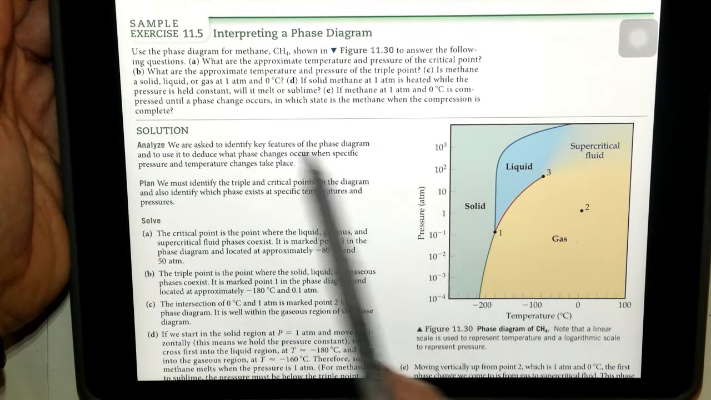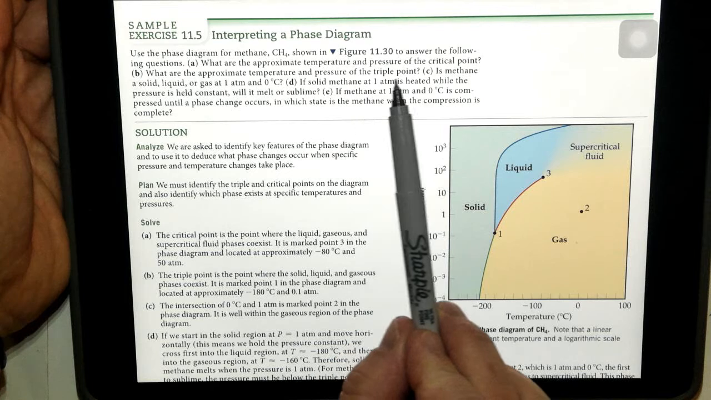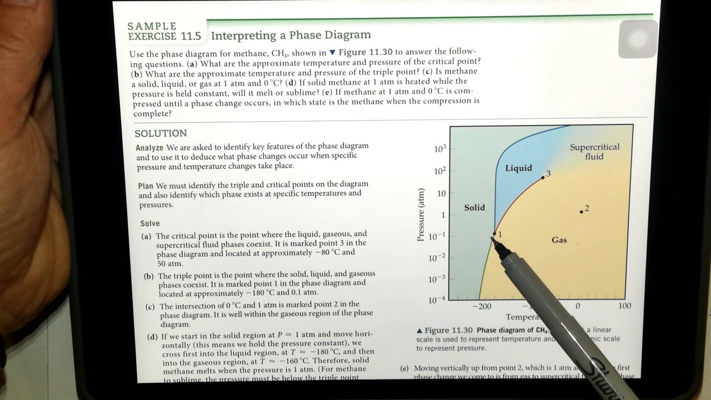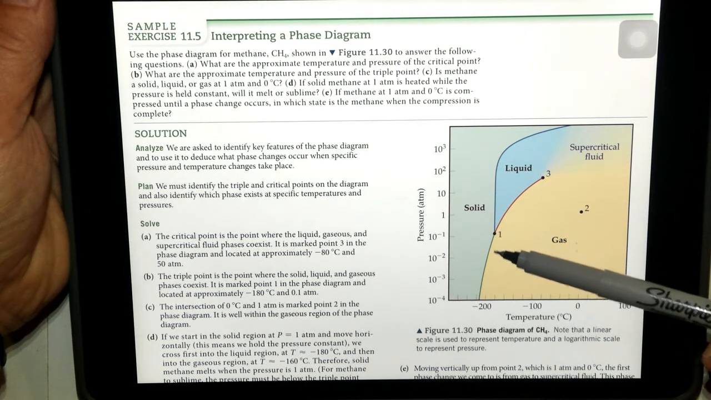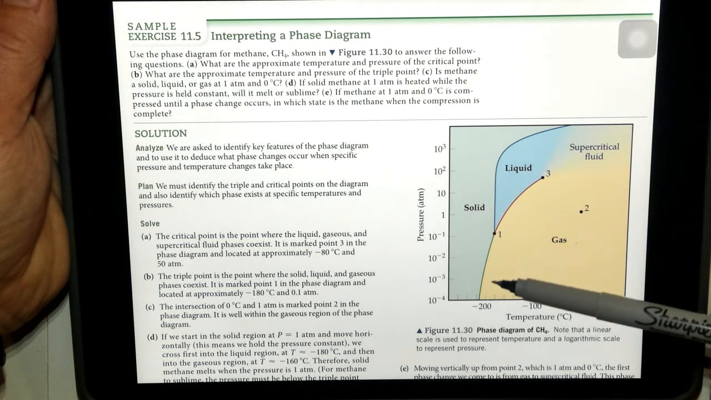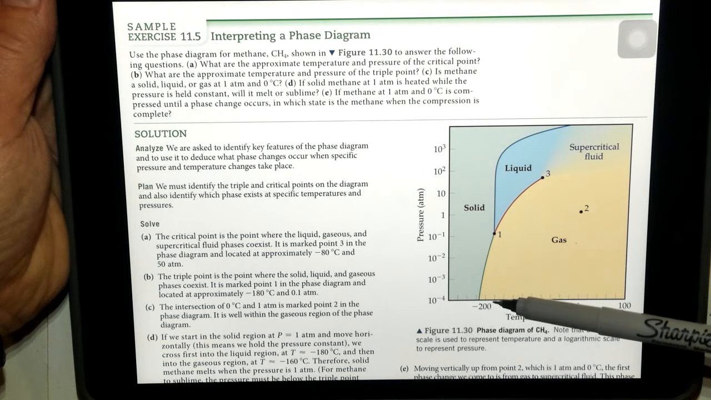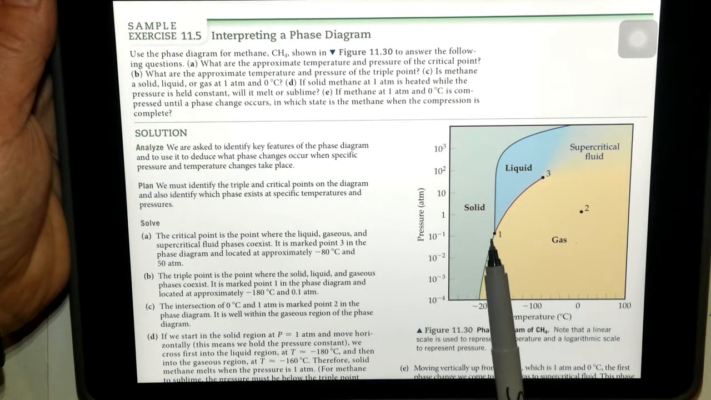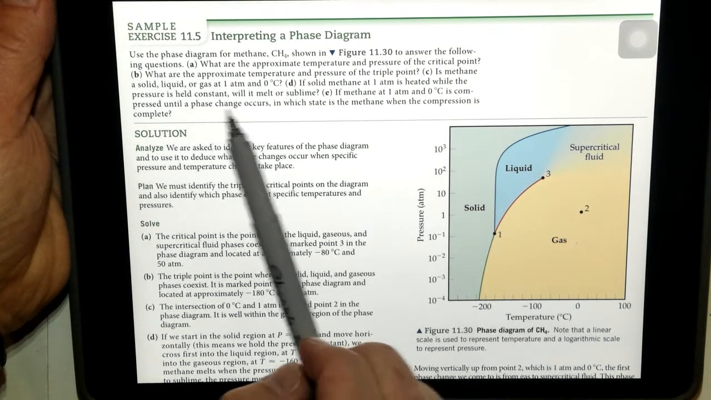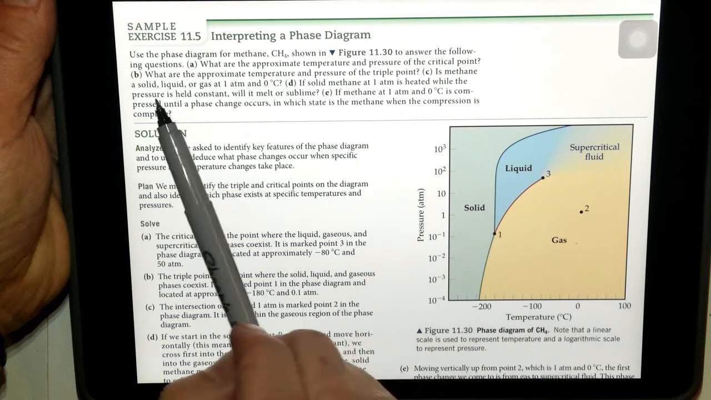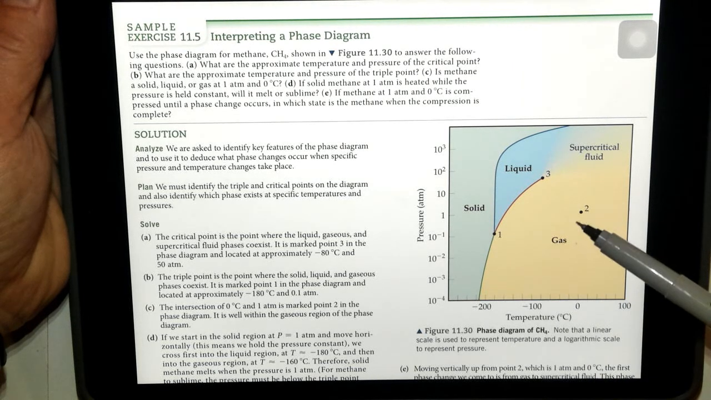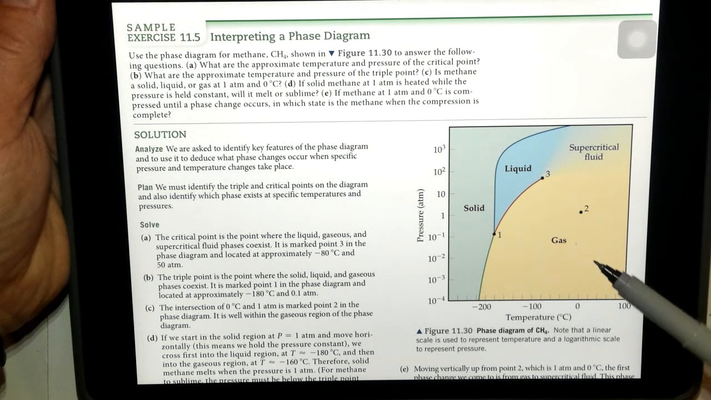So that would be the critical point location. Second question, what are the approximate temperature and pressure of the triple point? So the triple point is located right here. And if you see, it's about 10 to the negative first, maybe a little bit above. And then drop down here, and it looks like it would be a little bit above negative 200, maybe negative 180 or so. So negative 180 and about 10 to the negative first. Letter C. Is methane a solid, liquid, or gas at 1 atmosphere and 0 degrees Celsius? So 1 atmosphere and then 0 degrees Celsius is way over here. And you can see that we would definitely be in the gaseous phase.